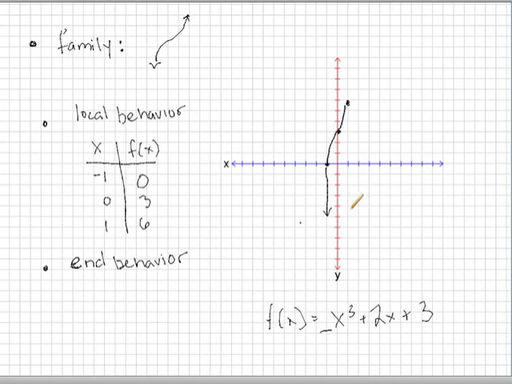It's going down, down, down as we go towards negative x, and it's going up, up, up as we go towards positive x. And that is what the graph looks like.